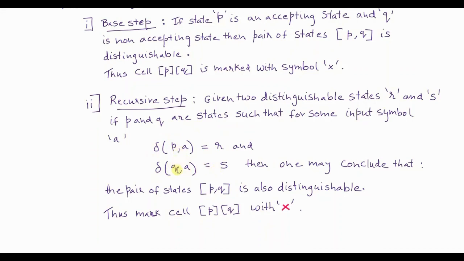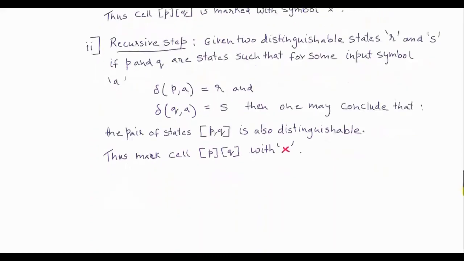So since P and Q, which are some random states, on reading the same input are taking you to two particular states, and R and S are already known to be distinguishable, I can now say further that P and Q are also distinguishable. That's why the pair of states P and Q is also distinguishable. Thus, P comma Q will also be marked with X. So this is the recursive step of the algorithm. While solving the problem we will see this more. So this is the second, recursive step of the algorithm.